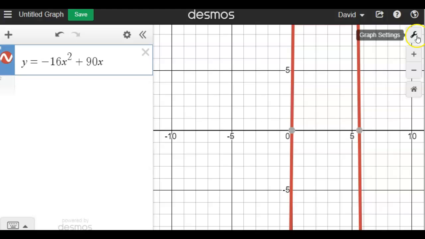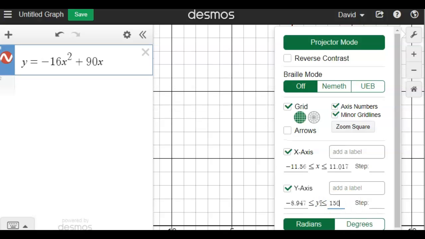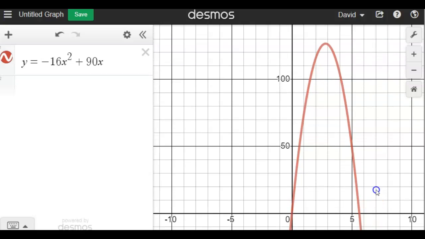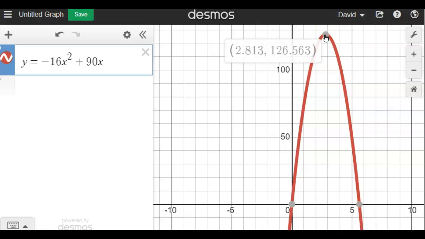We know that the height is going to be 126 or something like that, so you can use that with the little wrench and maybe change the y-axis and have it go up to, oh, I don't know, 150 or something like that. That might be okay with that. So clearly now you can see, and if you need to move things around a little bit, you can just click on the mouse.